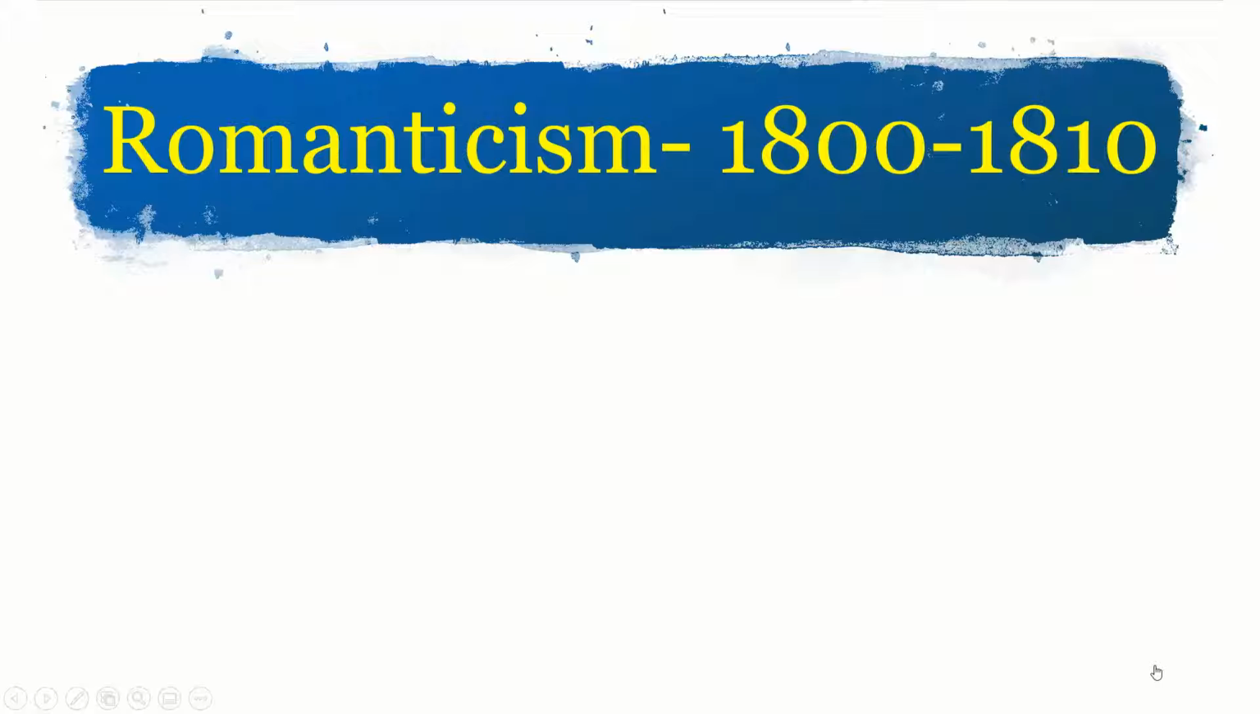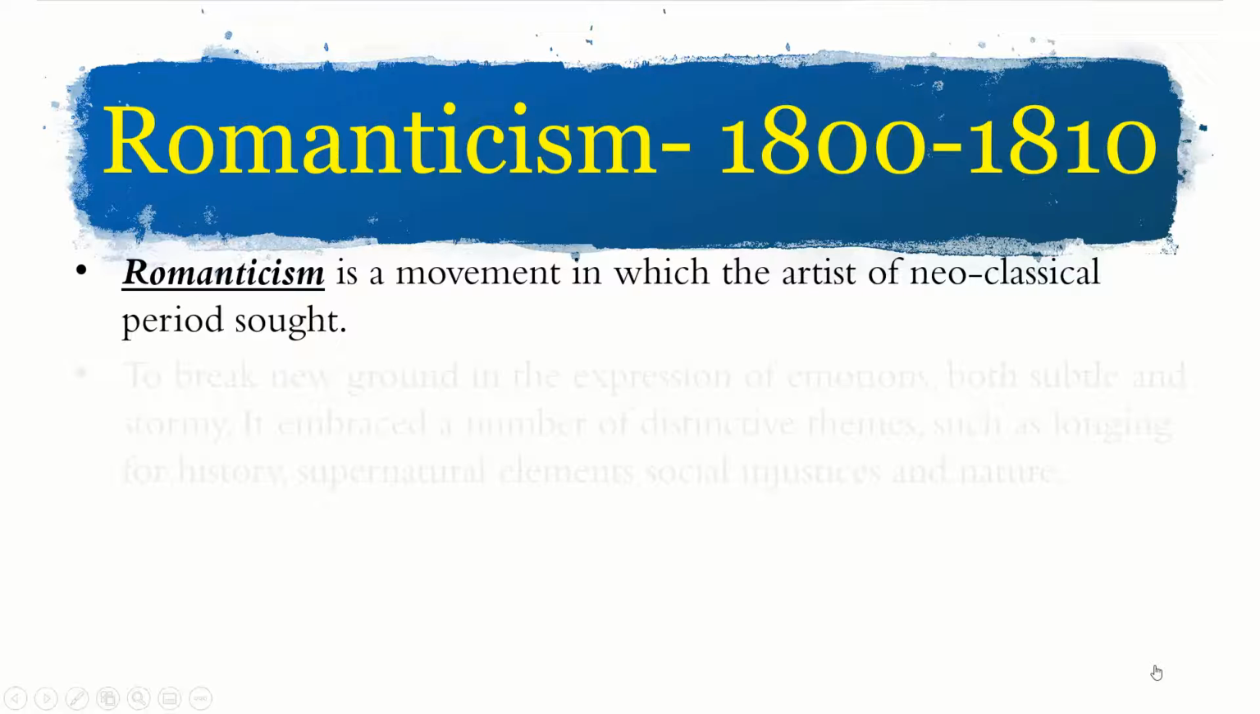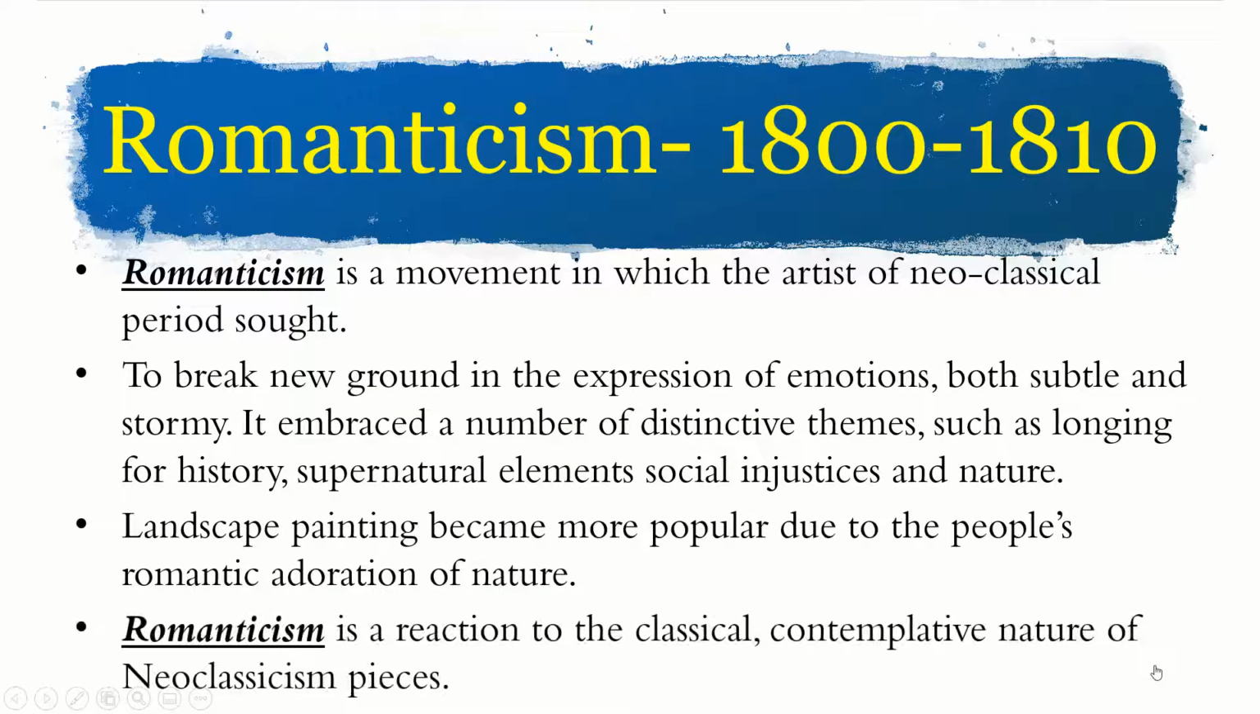Now, let's start our discussion about Romanticism. Romanticism is a movement in which the artists of neoclassical period sought to break new ground in the expression of emotions, both subtle and stormy. It embraced a number of distinctive themes, such as longing for history, supernatural elements, social injustices, and nature. Landscape painting became more popular due to the people's romantic adoration of nature. Romanticism is a reaction to the classical, contemplative nature of neoclassicism pieces.